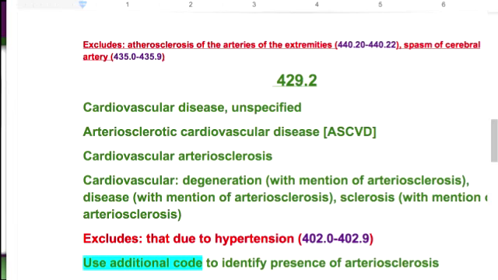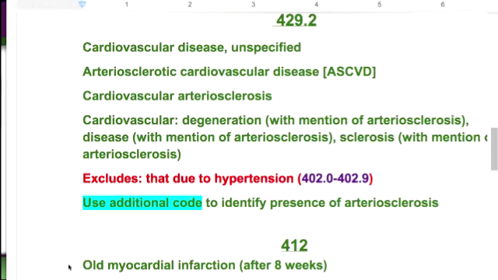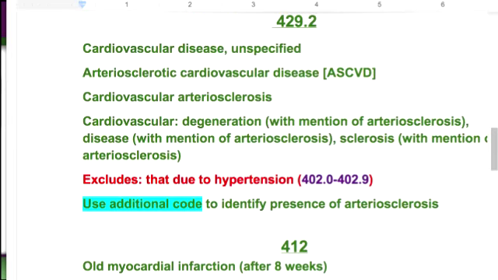Let's see. Oh, and now make a note here. See this, use additional code? Remember when before we saw the code first? That's a guideline you want to pay attention to. Use additional code. That means there's going to probably be another code after 429.2. Okay, so if there is the presence of arteriosclerosis, then you're going to code that in addition and put it behind 429.2.